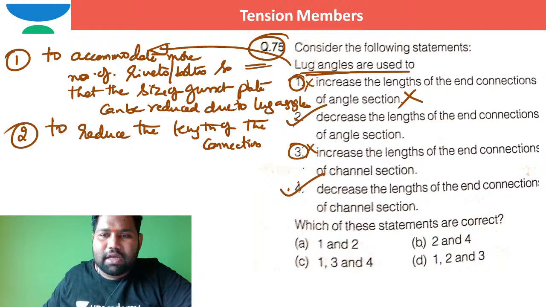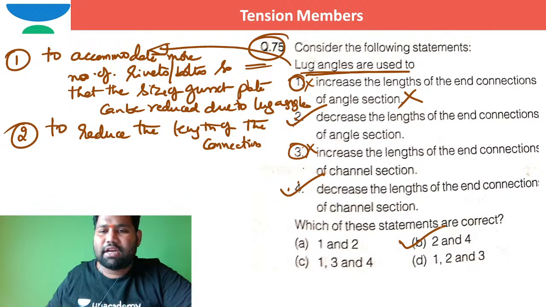Which of these statements are correct? I can say second and fourth are correct now, brother. So directly I can pick option B itself as the correct option.